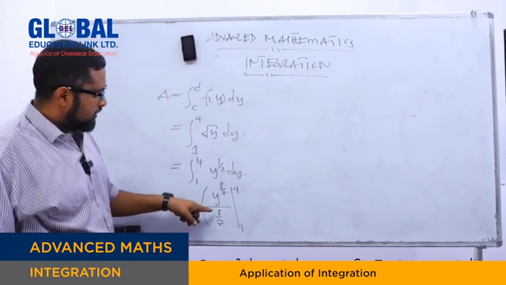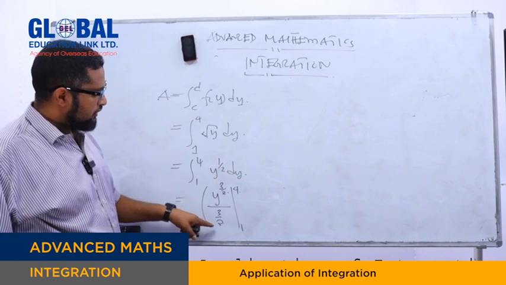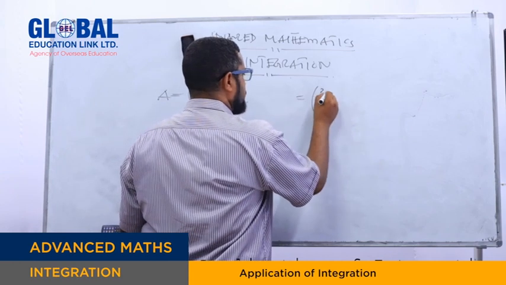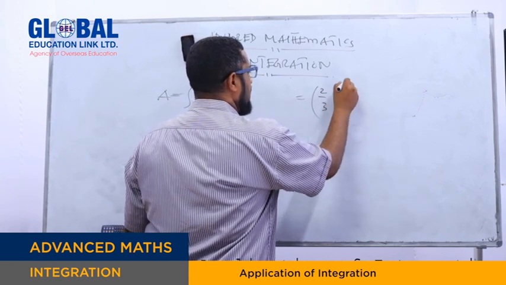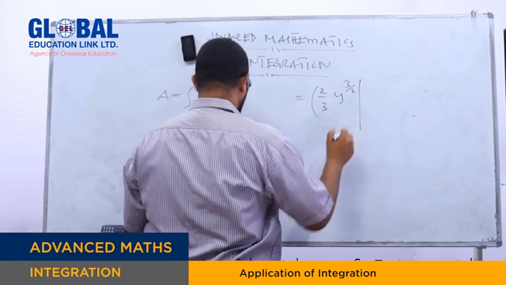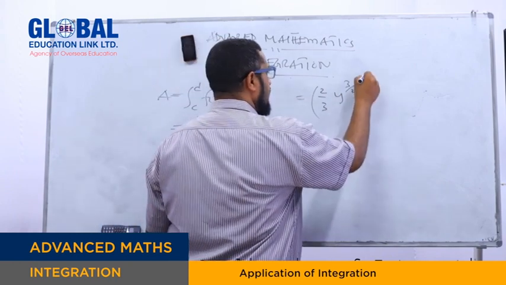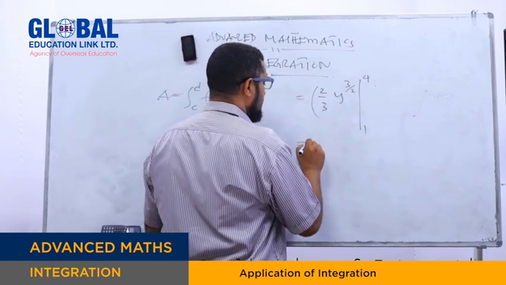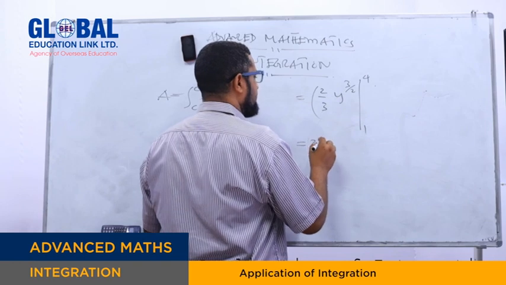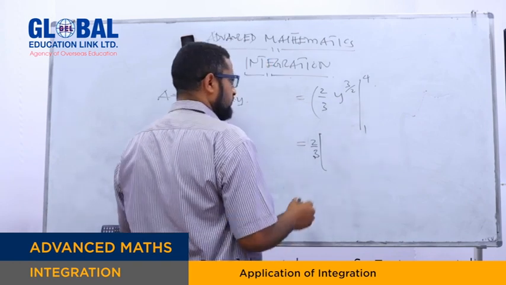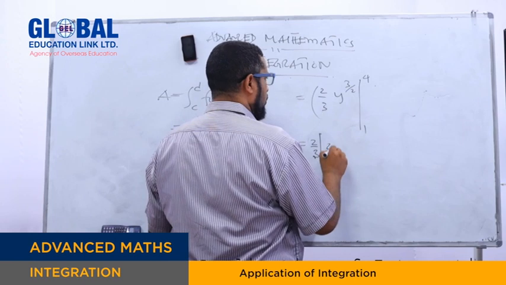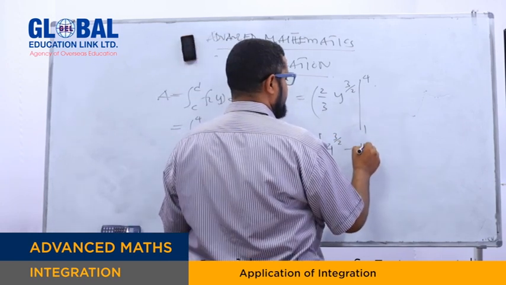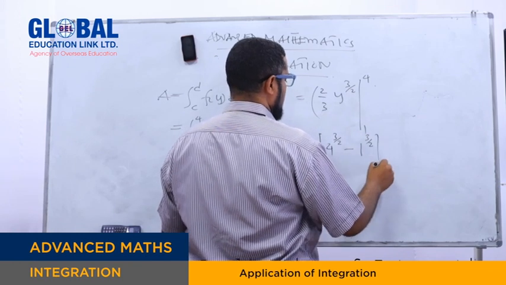Now, the meaning of writing 3 over 2 is the same as taking 2 over 3 times y to the power of 3 over 2, from 1 up to 4. Let's substitute the values. So when you substitute, we have 2 over 3 times the bracket: y is 4 to the power of 3 over 2 minus 1 to the power of 3 over 2.